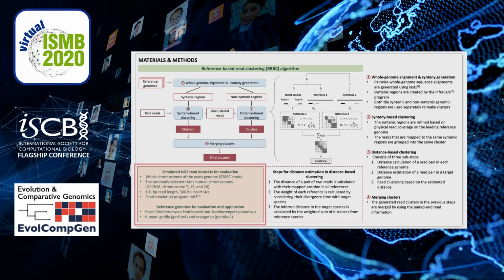To assess the performance of our clustering algorithm, we generated simulation datasets of yeast and human genome sequences. We used whole chromosomes of the yeast genome and randomly selected 3 chromosomes of the human genome. For the yeast dataset, 2 Saccharomyces genomes were used as reference genomes. For the human dataset, the gorilla and orangutan chromosomes were used.